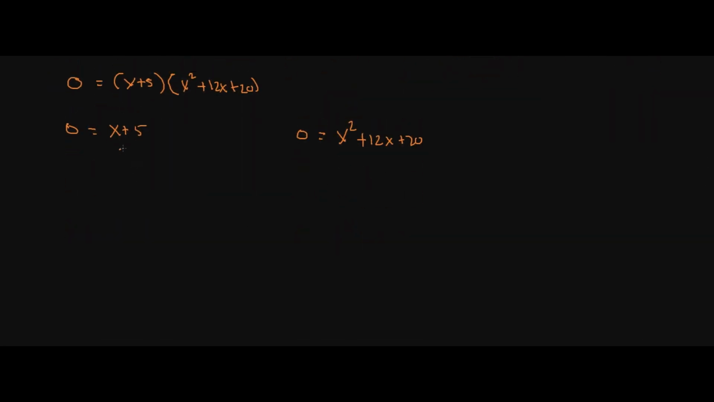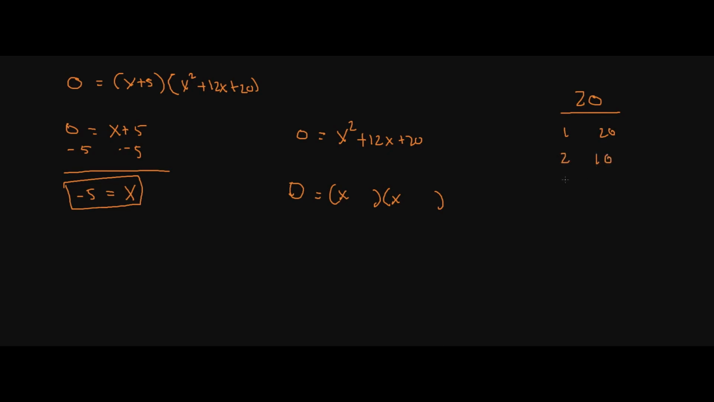So over here, all we've got to do is subtract 5 from both sides, and we're going to get that x equals -5. All right. Now we want to go ahead and solve for this, right? Now we could use the quadratic formula, but before we use the quadratic formula, I recommend trying to factor, right? So we go over here. Let's write all the factors of 20: 1 and 20, 2 and 10, and 4 and 5.